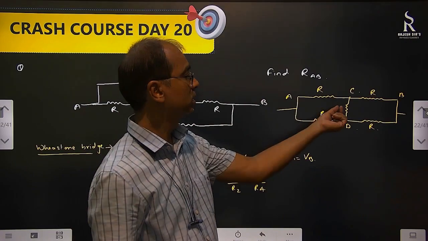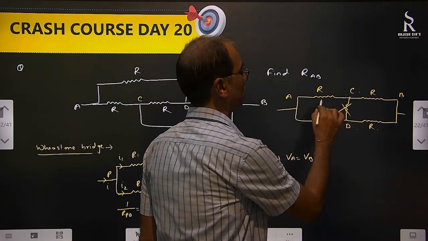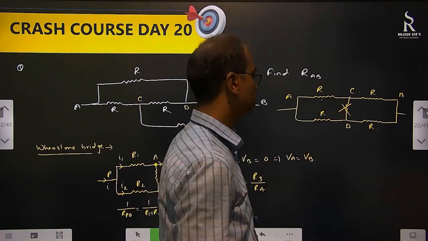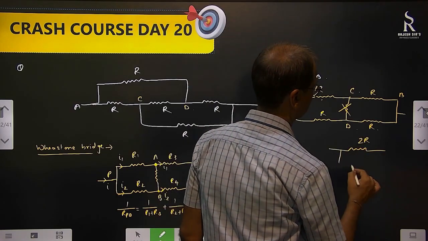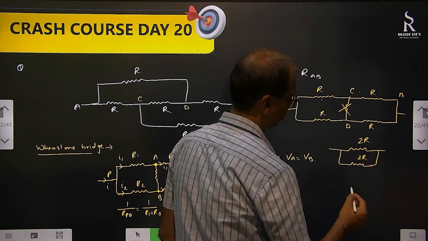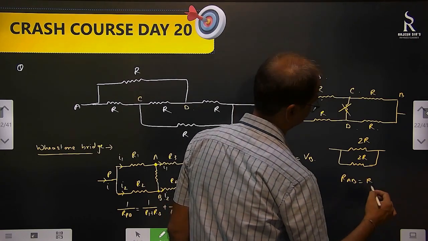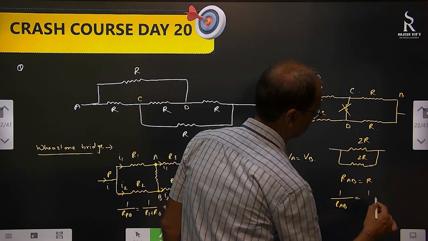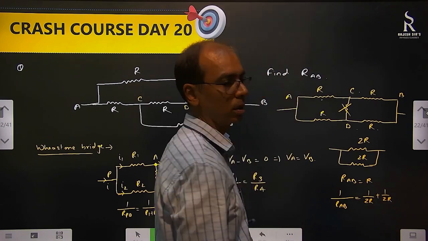So that means this is of no use. Remove this resistance from here. Then R and R are in series, R and R are in series. So this is 2R, this is 2R. So it's something like this. This is 2R here and this is also 2R. How are both connected? In parallel. What will the net resistance be? R. So RAB will be R. How did it come? Okay. 1 by RAB equal to 1 by 2R plus 1 by 2R. That's 2 by 2R.